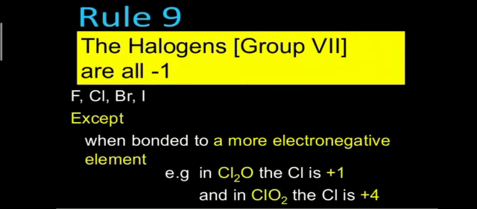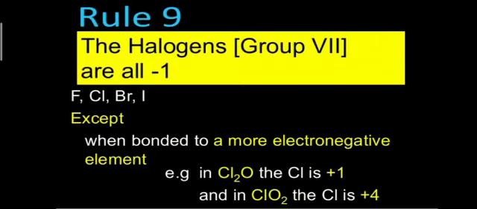Halogens. As you know, halogens belong to group 7, for example fluorine, chlorine, bromine, iodine and astatine. So the oxidation number of halogens is -1 everywhere. Halogens have the oxidation number of -1.